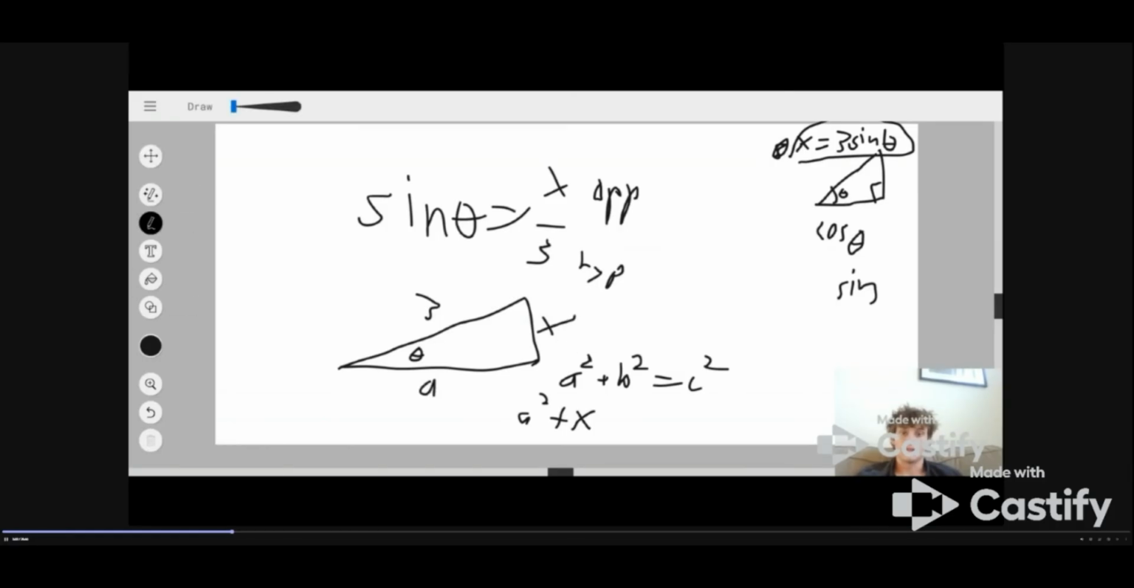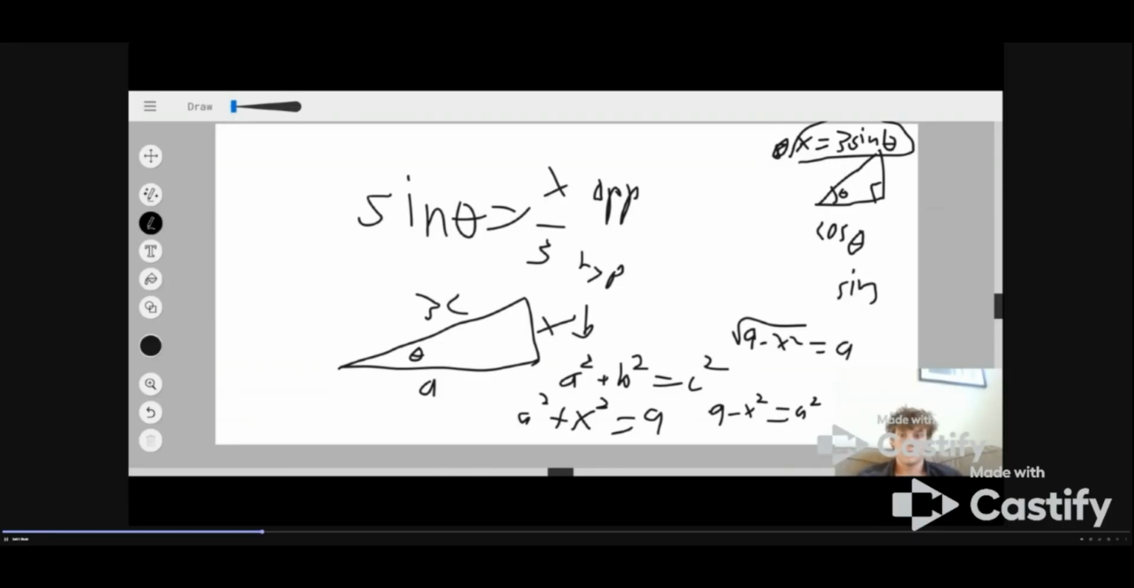This side's a, actually, this side's b, and this side's c. A squared is the side that we're solving for. This is our b, so x is b, so b squared is x squared, and c in our case was 3, so 3 squared is 9. To solve for a squared, it's really just going to be 9 minus x squared equals a squared, and then root 9 minus x squared equals a.